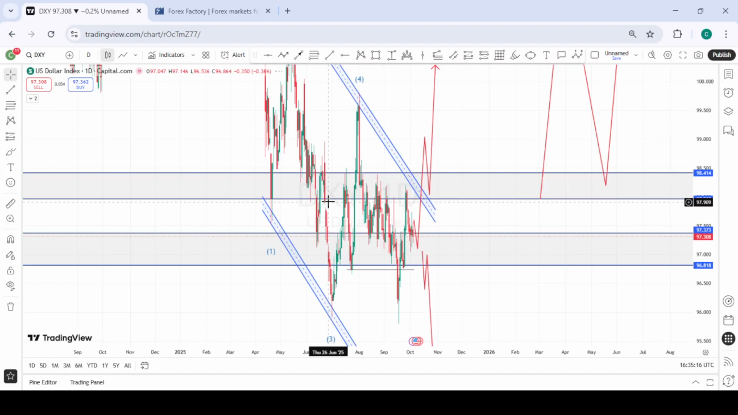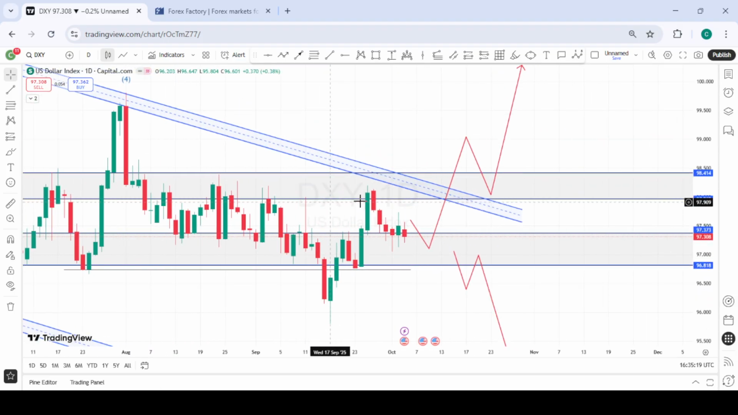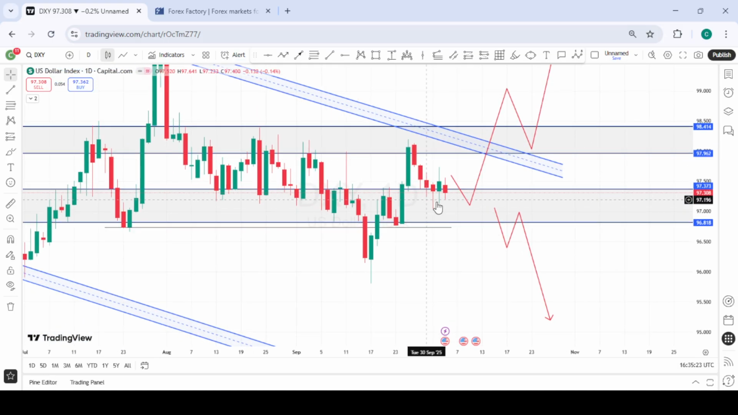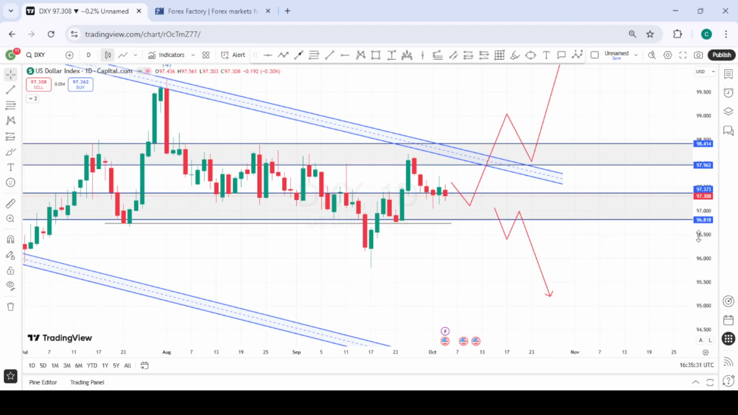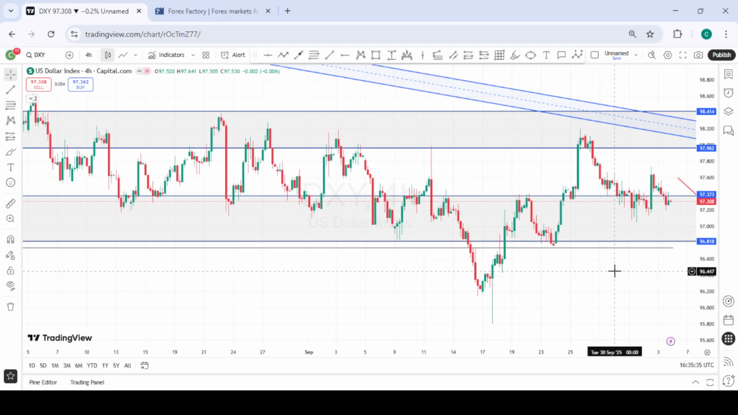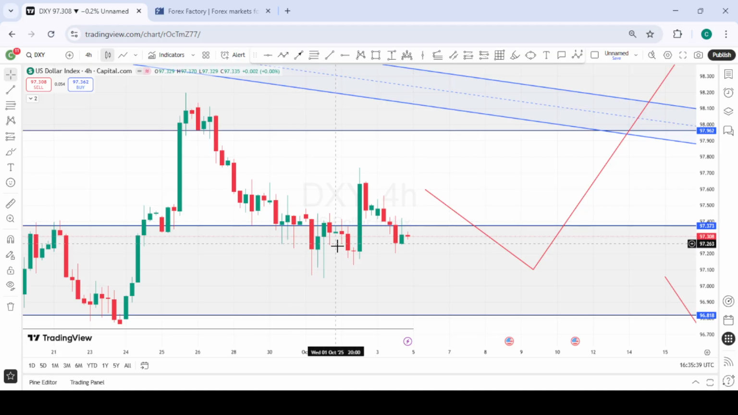We have here DXY. So last week we were expecting DXY to pull back into this very first zone to give us buying opportunities to the upside, or if price violates this zone, then we still look out for the downside move from the previous weeks. So price pulled back into this zone, and in the 4-hour we got a 4-hour structural shift. We had a 4-hour structural shift here.